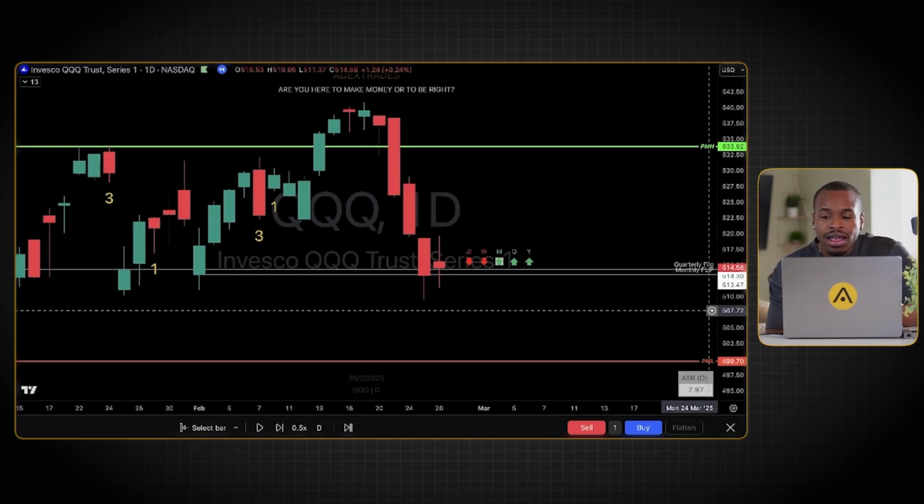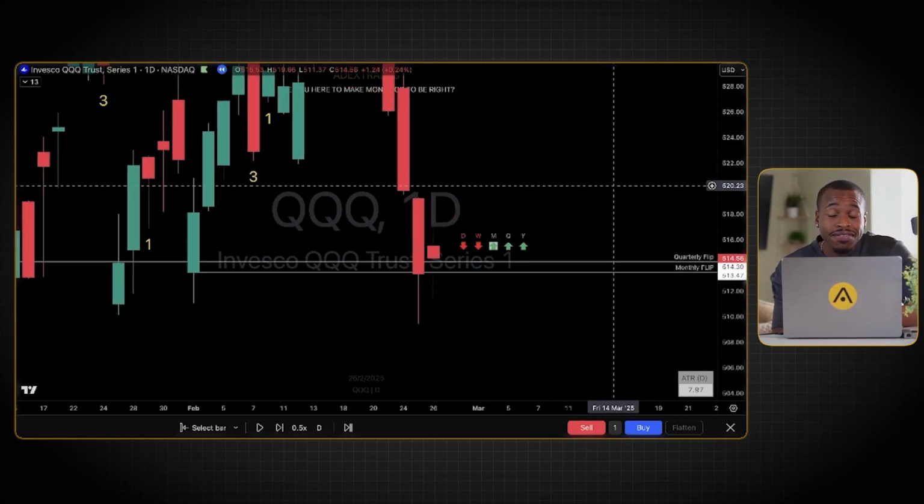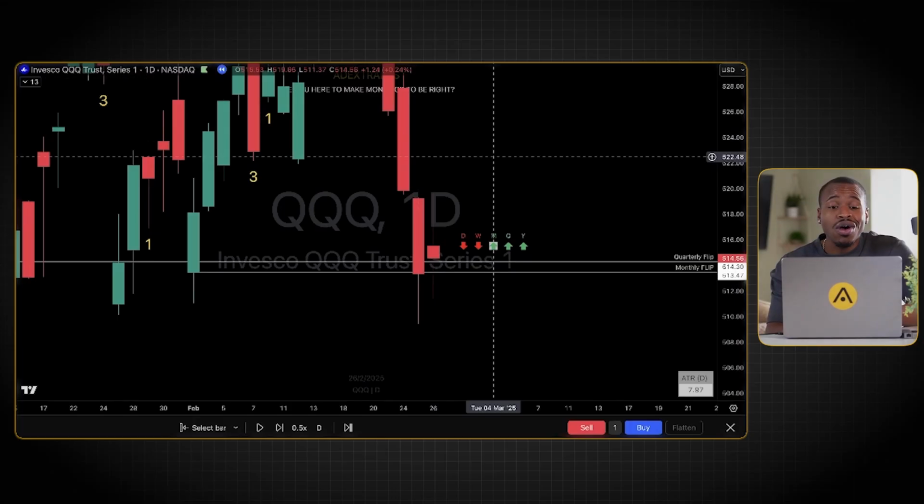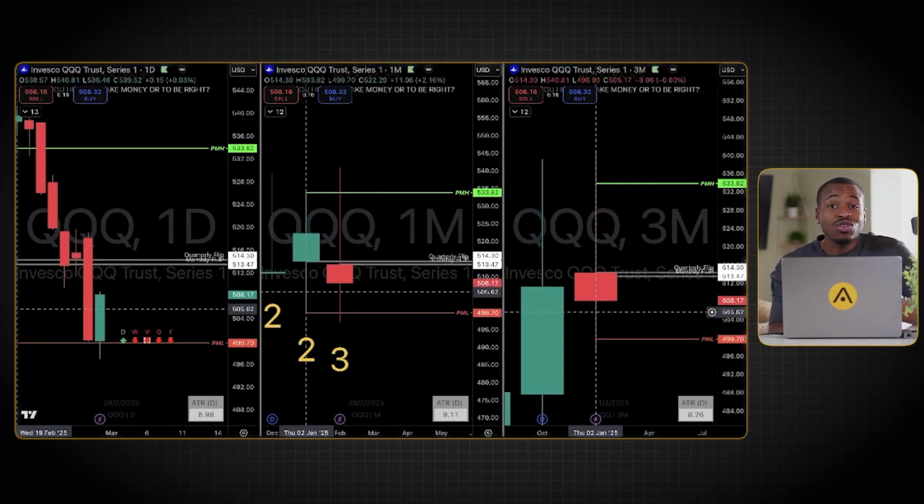Well, why is that? The quarterly flip was at 514.30, and the monthly flip was at 513.47. Remember, the flip is where we flip from bullish to bearish or bearish to bullish. And if we look at QQQ on the daily, monthly, and the quarterly time frames, you can see that these levels were actually the levels that flipped the candle from red to green.